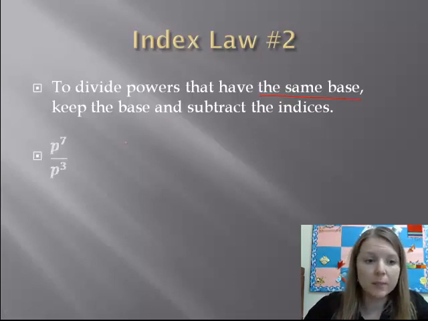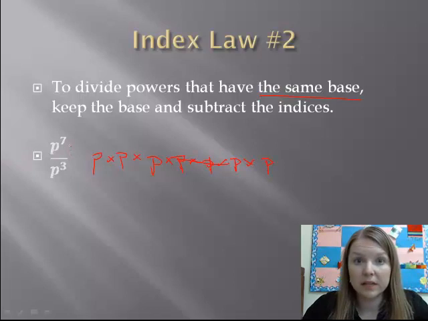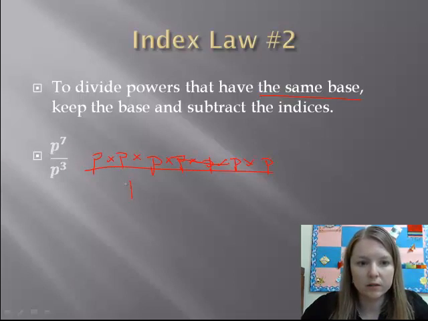If we have p to the power of 7 divided by p to the power of 3, what does that actually look like? Well, p to the power of 7 means p times p times p times p times p times p times p. We have 7, 1, 2, 3, 4, 5, 6, 7, a little messy in the middle, but we've got 7. So that's all divided by, so that's all going to be over p to the power of 3. So that's 3 p's.